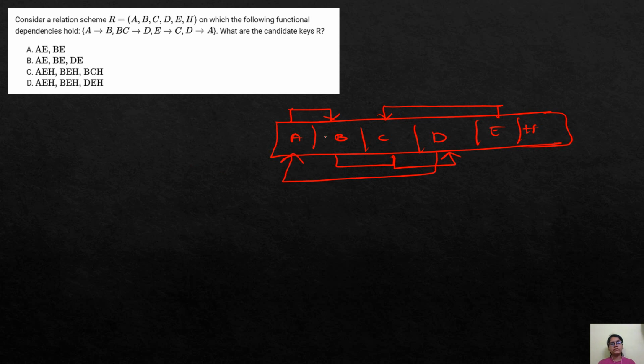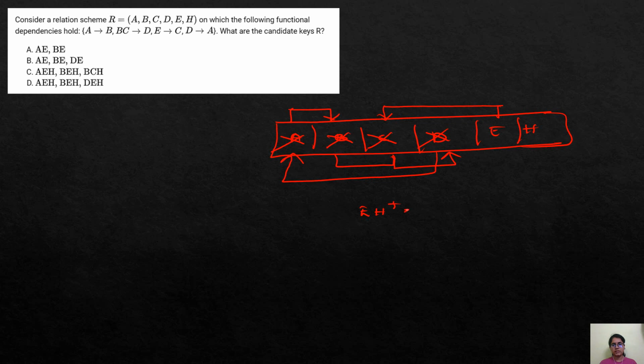So after that, what is the step? Which attributes don't have an arrow? We have to consider those. A has an arrow, we will not consider this. B has an arrow, we will not consider this. C has an arrow, we will not consider this. D has an arrow, we will not consider this. E and H don't have an arrow.